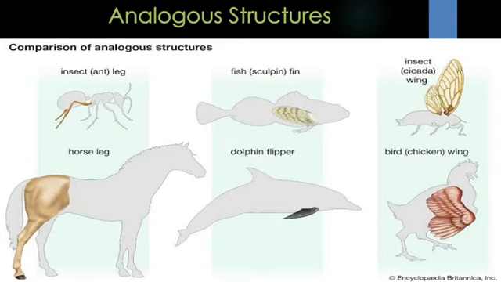Then the fin you have in the fish and the flipper of the dolphin are analogous structures, both used for swimming, though the structures are different. Then the wings of birds and the wings of insects are analogous structures. I have said that before.